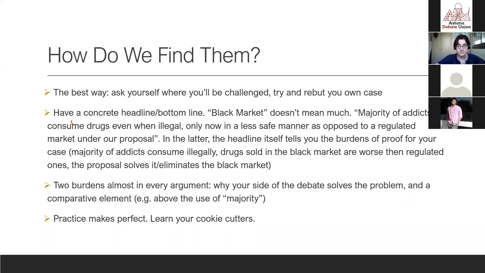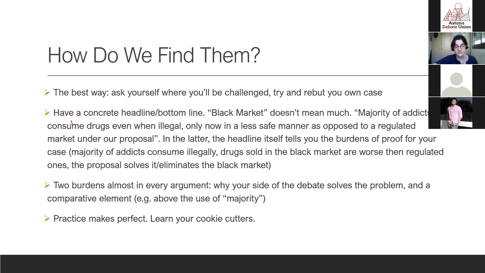This also leads to the next rule of thumb: the two most common burdens of proof that are likely to occur in most arguments. The first one is a comparative factor. Nearly every argument that has the potential to win a debate also has to have something that makes it comparative to the other side. Not just something is bad, but something is worse than on the alternative. So in this case, the fact that A, the majority of the addicts still consume there, and B, it is comparatively worse than the legal drugs, is the comparative factor in the argument.